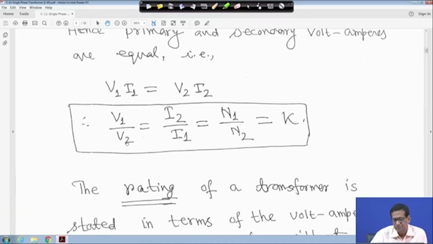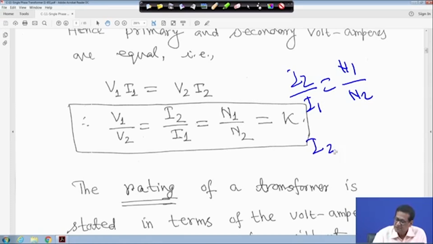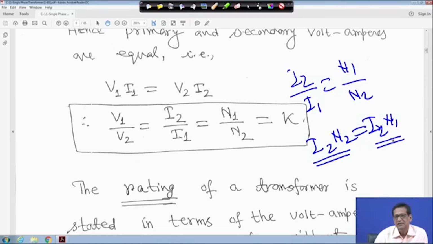Therefore, either you can write V1 by V2 is equal to N1 by N2, or in the case of current, I2 by I1 is equal to N1 by N2, that is N1 I1 is equal to N2 I2, right. If I2 by I1 is equal to N1 by N2, then by cross multiplication I2 N2 is equal to I1 N1. Therefore, the MMF on the secondary side must be equal to the MMF on the primary side, right.